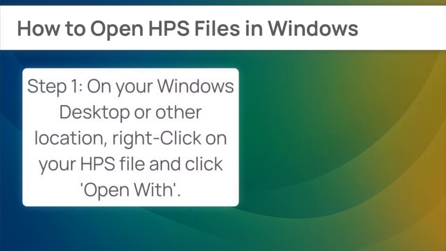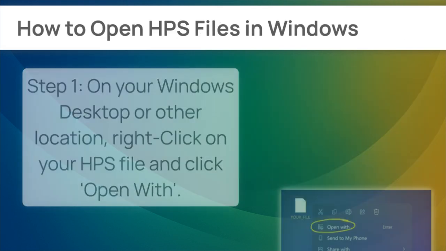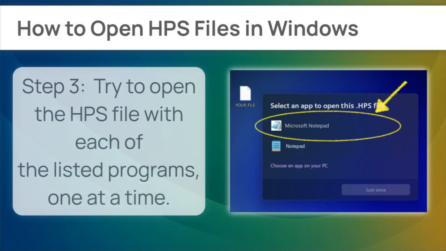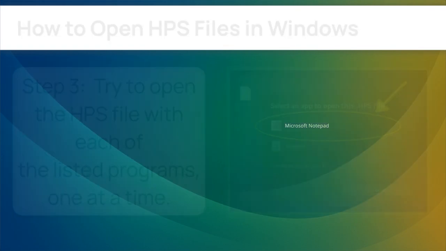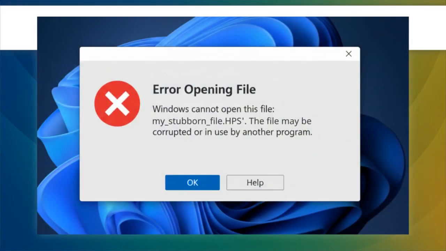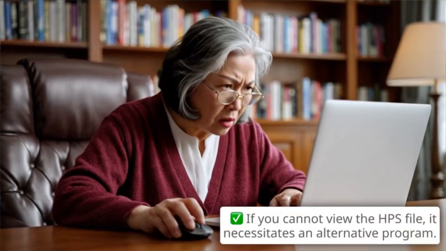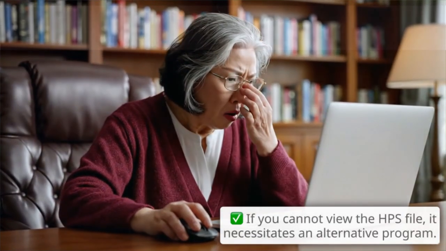We're going to use the list of installed programs to find the match. Right-click your HPS file, then click Open With. Test Microsoft Notepad if you see it. If it fails, select the next program. Methodical testing works. If you cannot access the HPS file, no problem. Every failure has a cause. Here are the common technical reasons why your system is failing to correctly parse the HPS format.